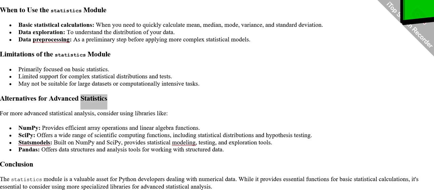Alternatives for advanced statistics. For more advanced statistical analysis, consider using libraries like NumPy, which provides efficient array operations and linear algebra functions. SciPy, which offers a wide range of scientific computing functions, including statistical distributions and hypothesis testing. StatsModels, built on NumPy and SciPy, provides statistical modeling, testing, and exploration tools. Pandas, which offers data structures and analysis tools for working with structured data.